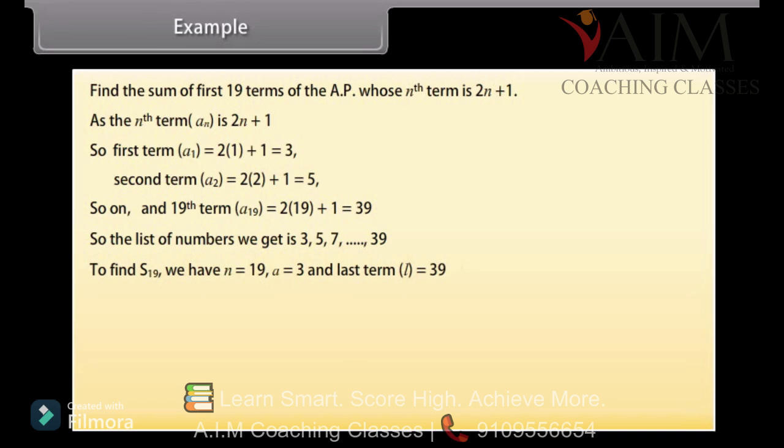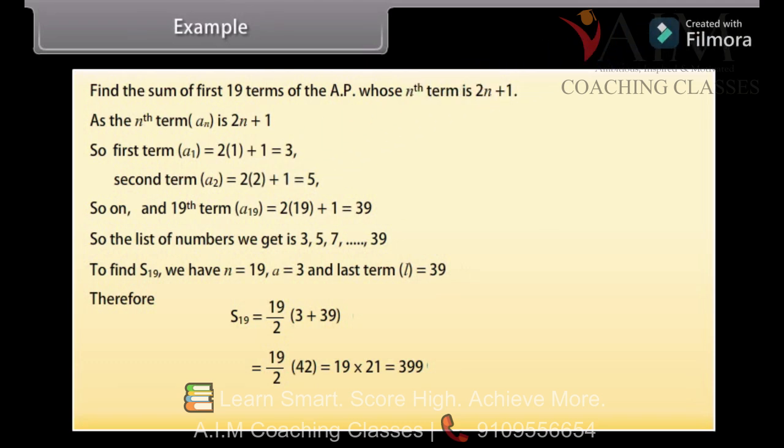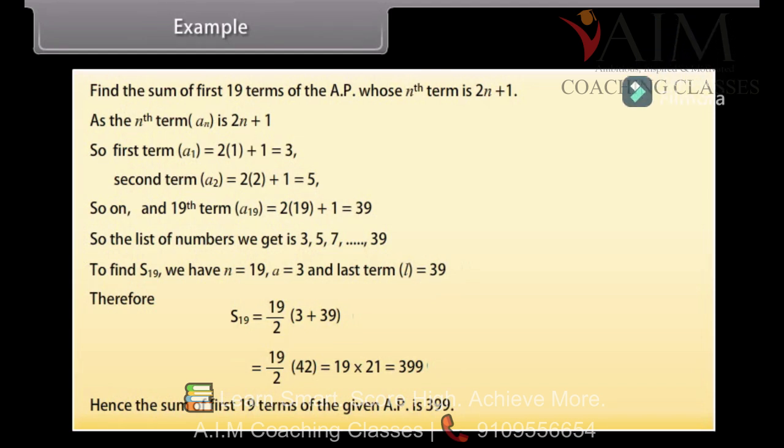Now to find S19, we have n as 19, a as 3, and l as 39. Therefore, S19 is equal to 19 upon 2 into (3 plus 39). This is equal to 19 upon 2 into 42, which equals 19 into 21, which is equal to 399. Hence, the sum of the first 19 terms of the given AP is 399.